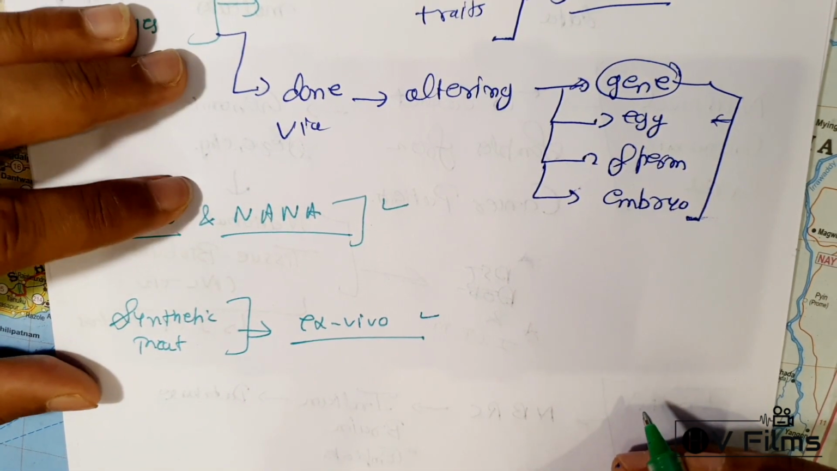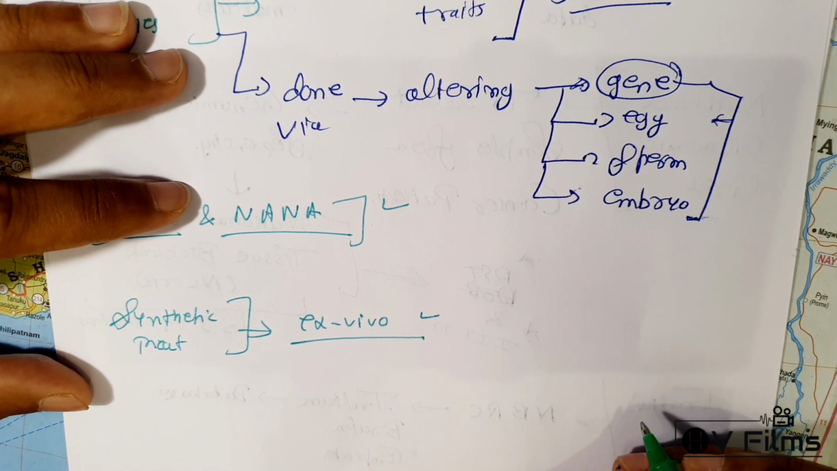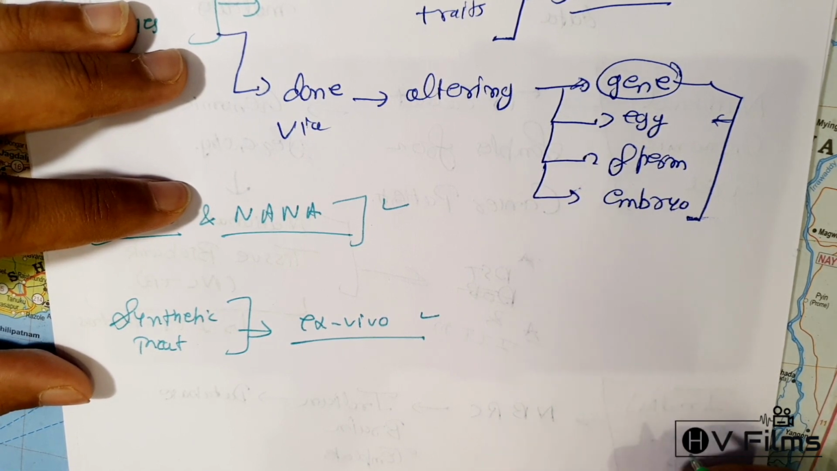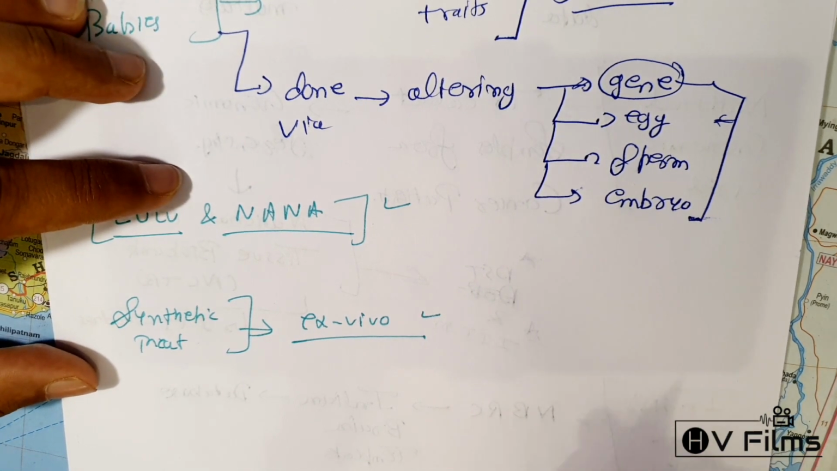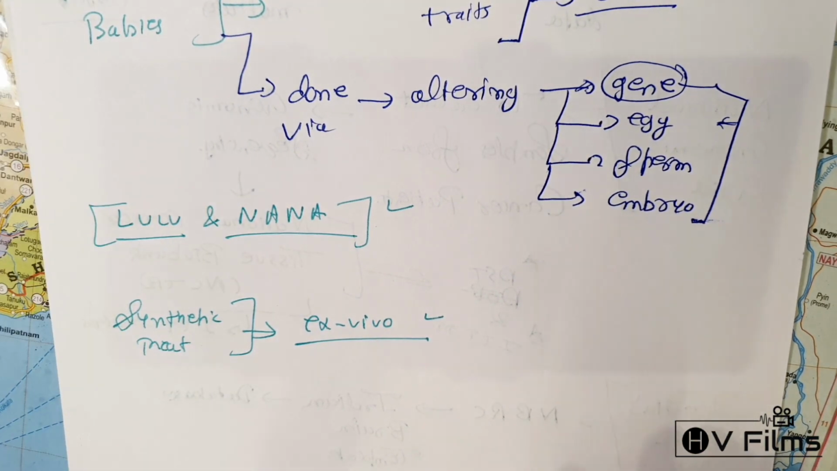And advantages can be like food security, climate change, waste management, fortification of the food, reduced carbon footprints, animal welfare, nutrition, etc., etc. Plenty of them, you can write it.